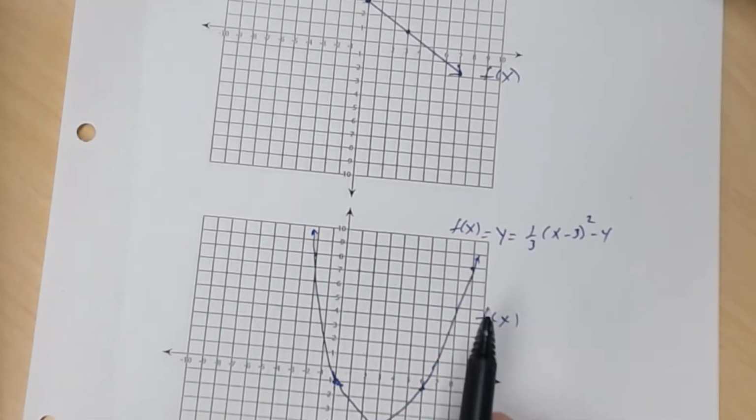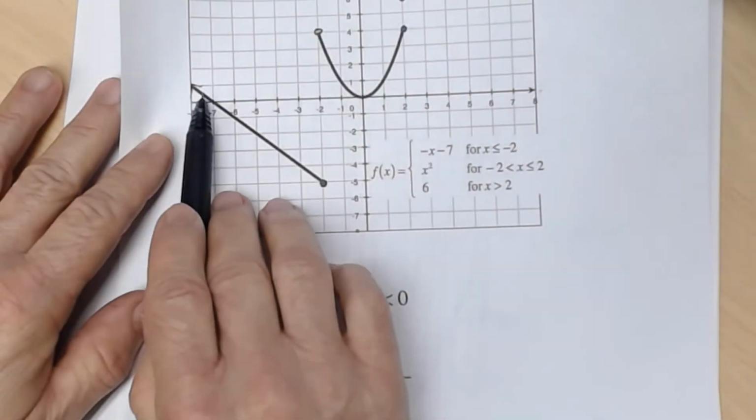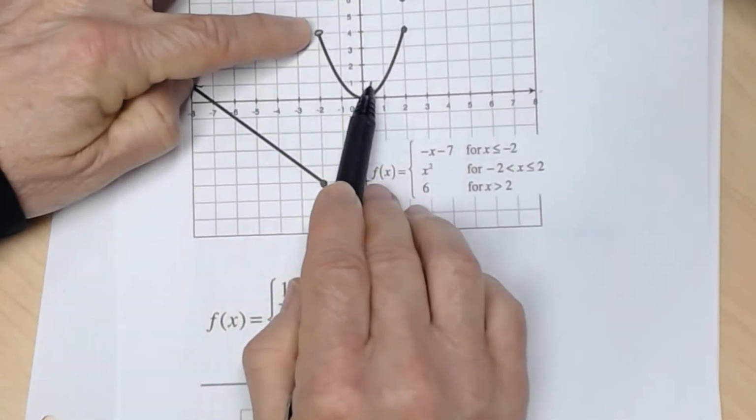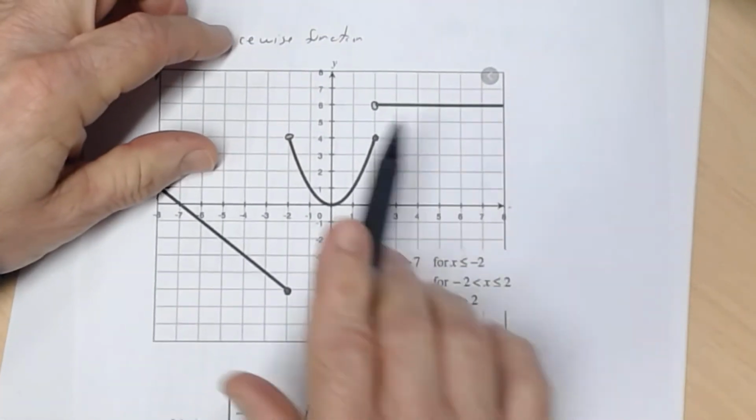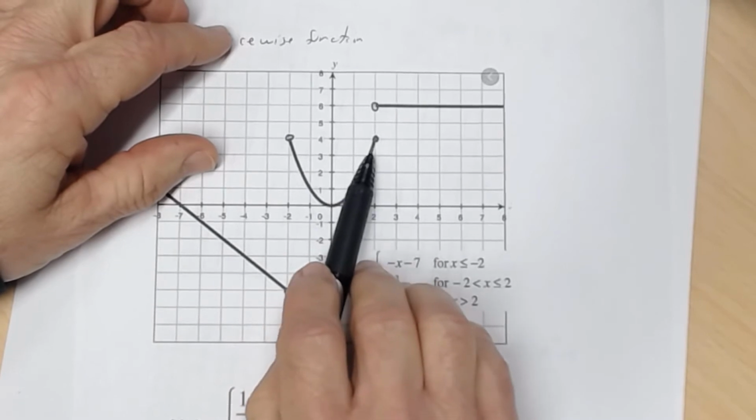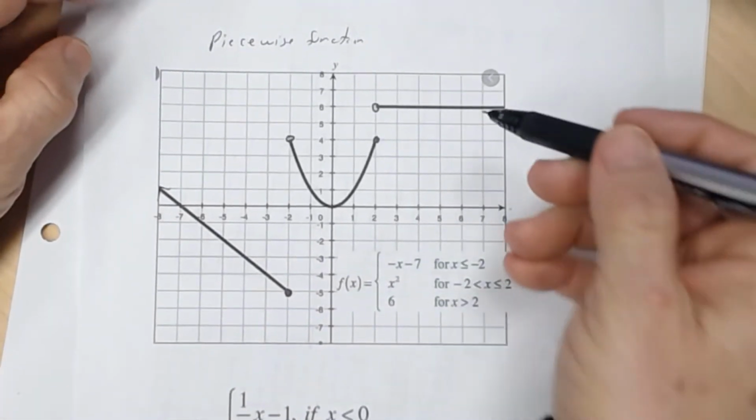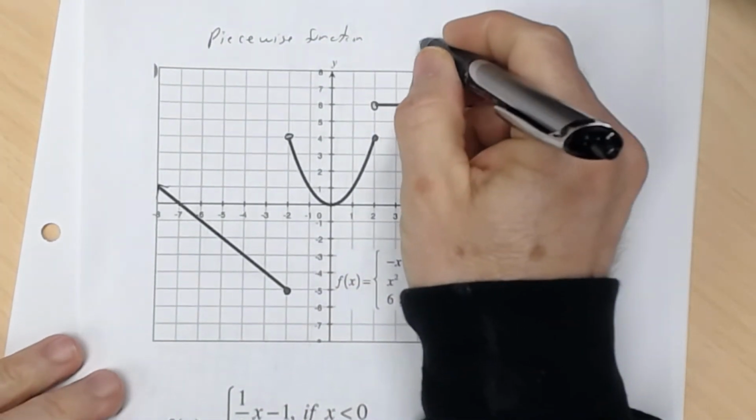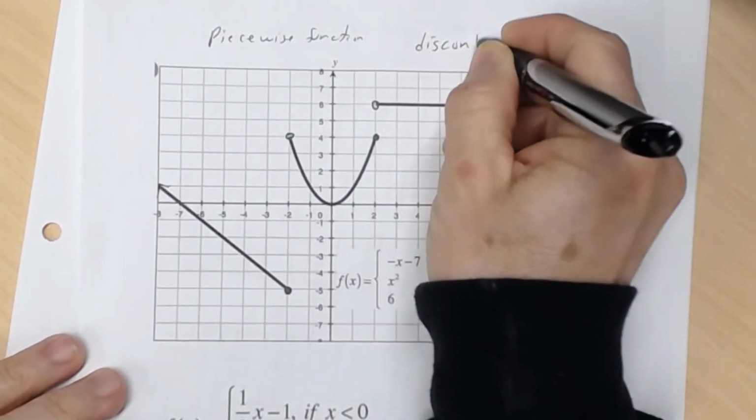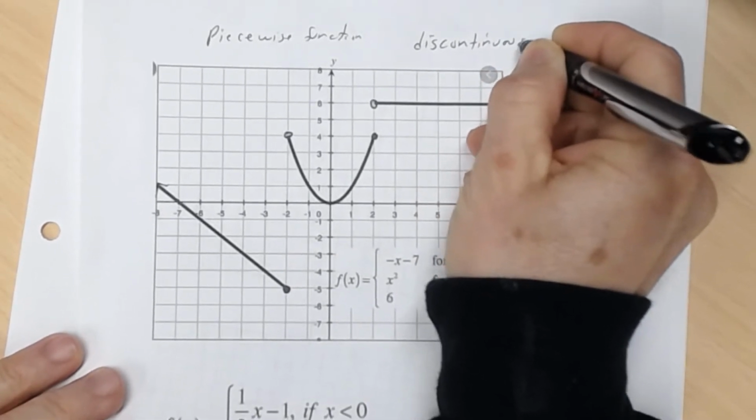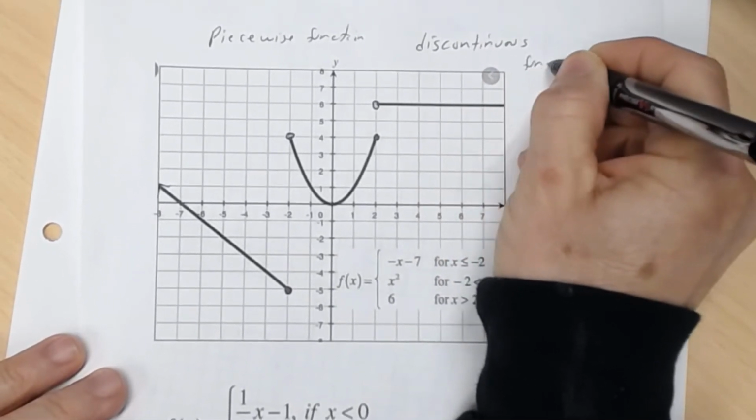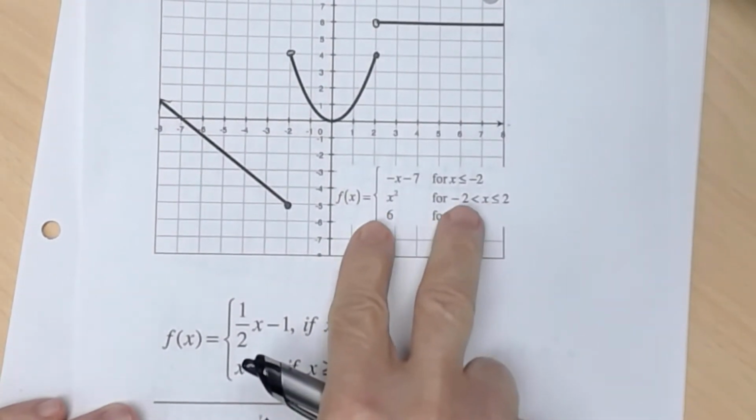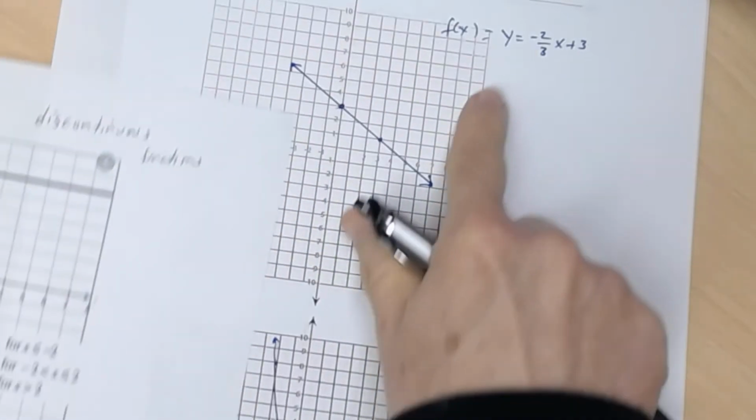All right? But when I get to here, notice I traced over it. To get to that part here, I've got to jump and then continue on. To get to this part here, continue on. To get to this part here, I've got to jump. So if you think about it, you can consider these piecewise functions discontinuous functions. And you're going to hear more about that word in the next course. Discontinuous functions.